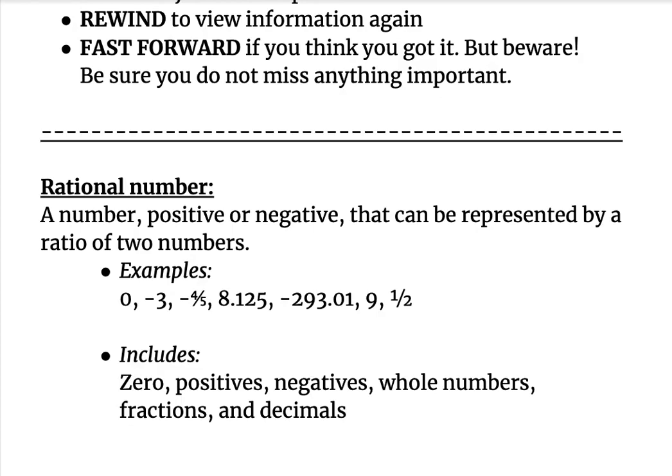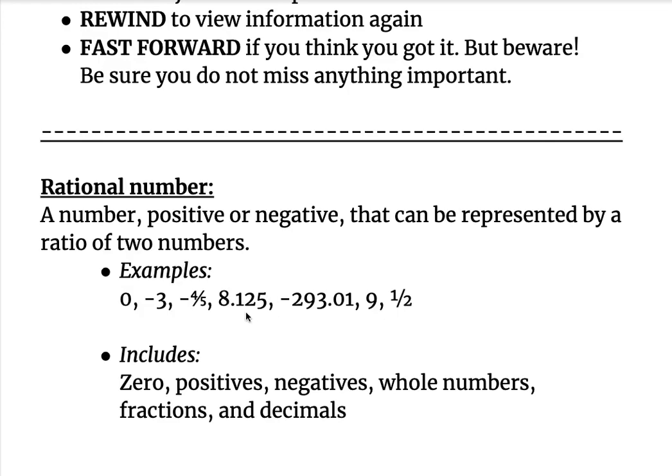So for example, 0, -3, -4/5, 8.125, or in other words, 8 and 125 thousandths, -293.01, or 1/100ths, 9 and 1/2. Those are all examples of rational numbers. They are including positives and negatives, and they can be represented by a ratio of two numbers. So even 9 can be represented by a ratio of two numbers because 9/1 is a ratio. Or even 18 halves, that still becomes 9.